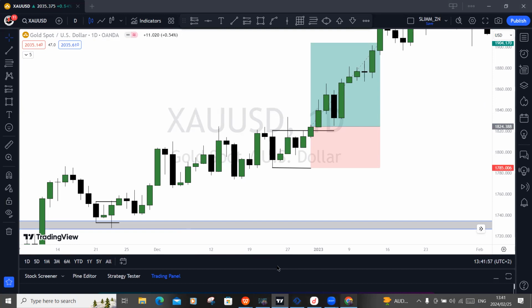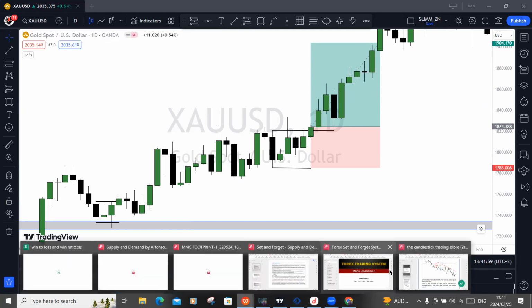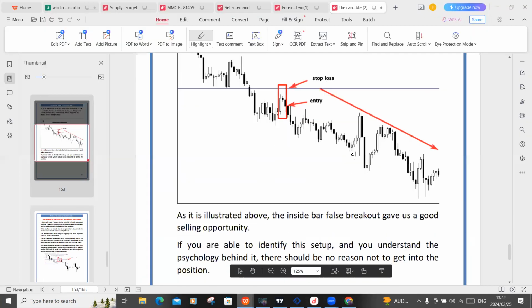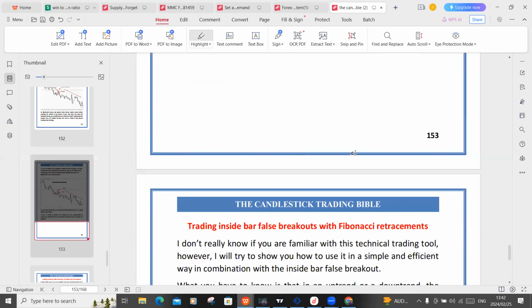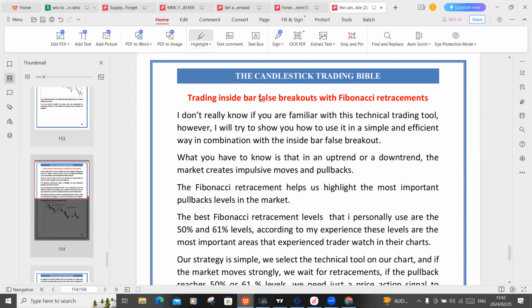Right. So without wasting much time, I'm going to jump back into the book. All right. So we here. All right. Trading inside bar false breakouts with Fibonacci retracements.